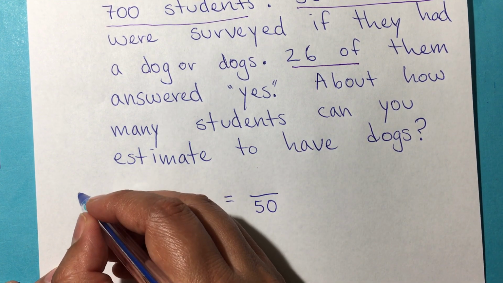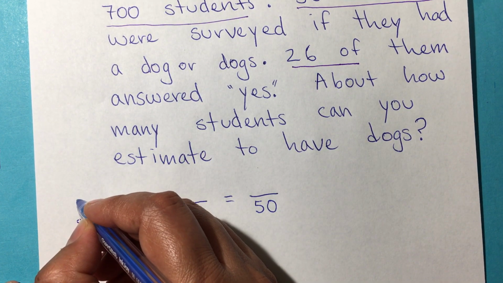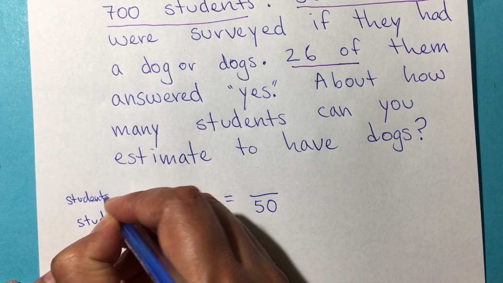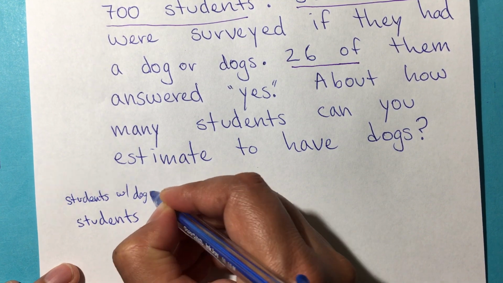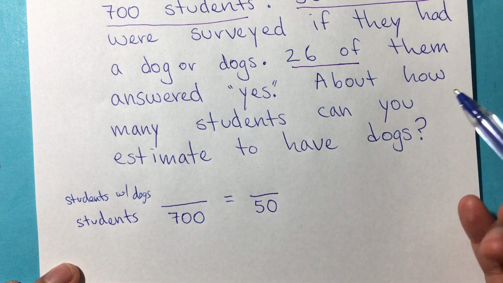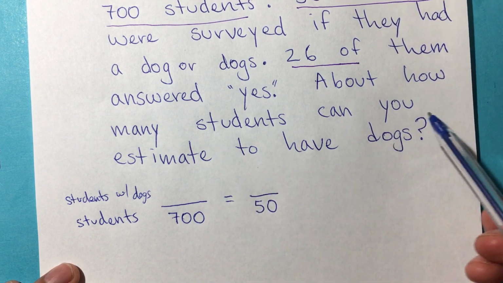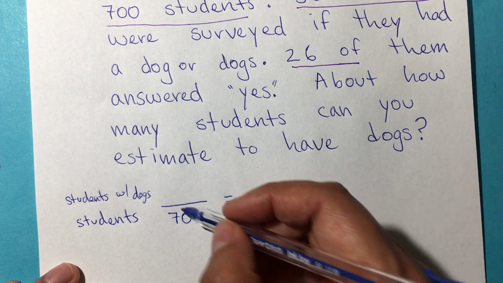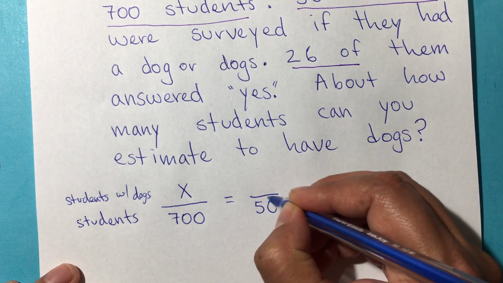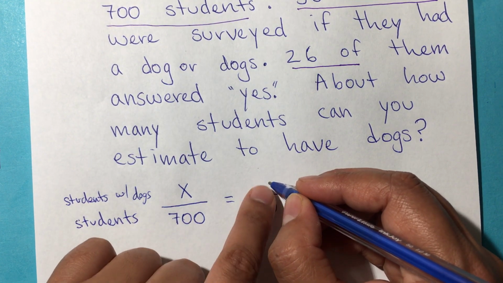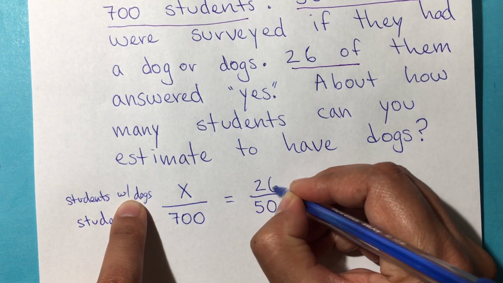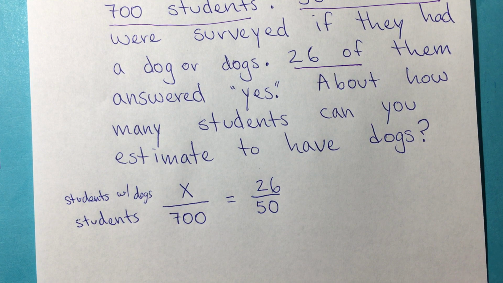For this one, what they're asking is how many students have dogs? So students with dogs. Do we know out of the 700 how many students have dogs? No. That's what it's asking about. How many students can you estimate to have dogs? So that's what we're trying to find out. And we know that out of the 50, 26 students have dogs. So now we have that proportion, okay?